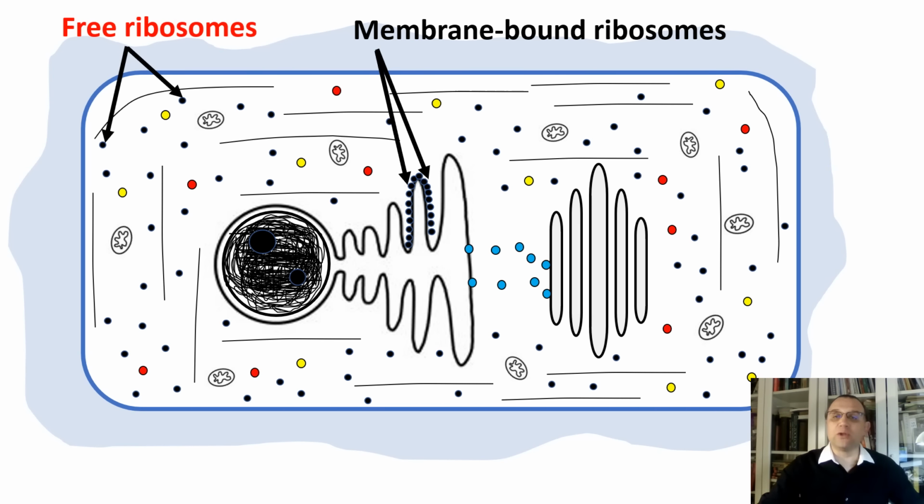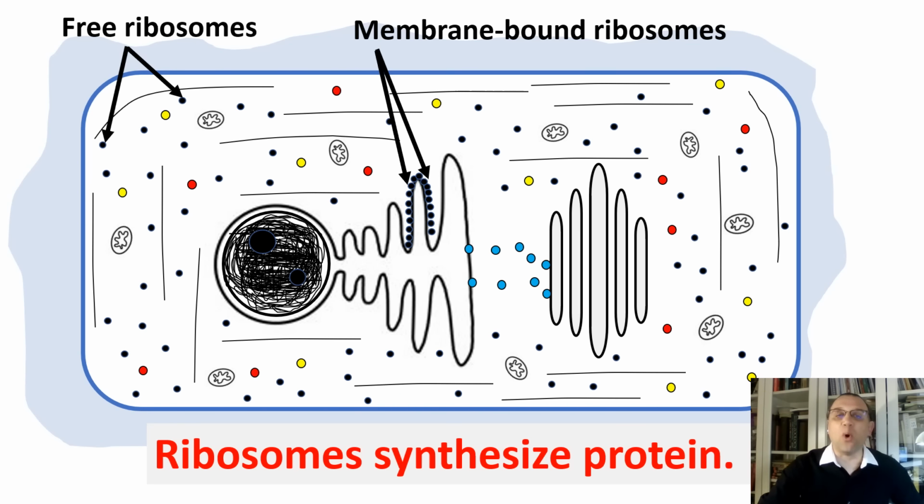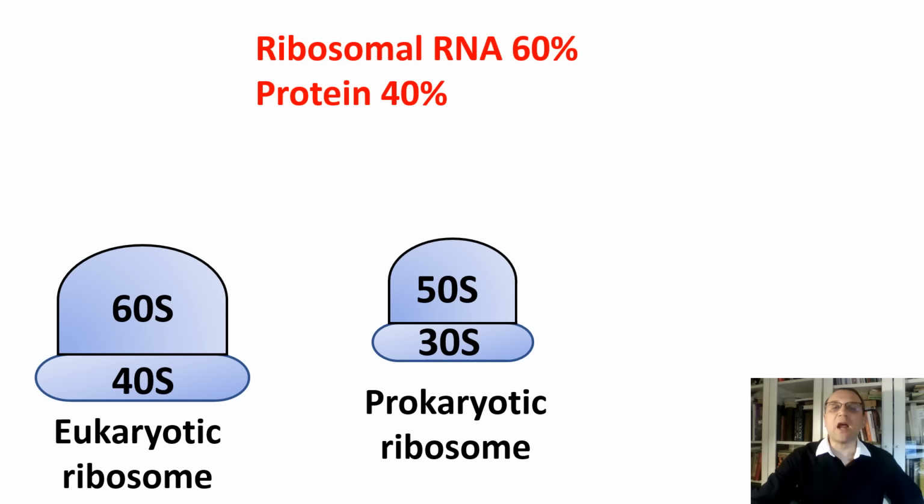And those that float in the cytoplasm of the cell, known as free ribosomes. But all of them are preoccupied with one of the most important processes, protein synthesis. Ribosomes are protein factories. Chemically, a ribosome is a combination of a spherical type of RNA, unsurprisingly called ribosomal RNA, or rRNA, and protein.